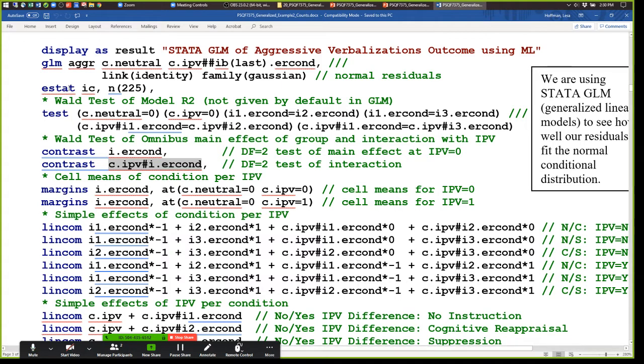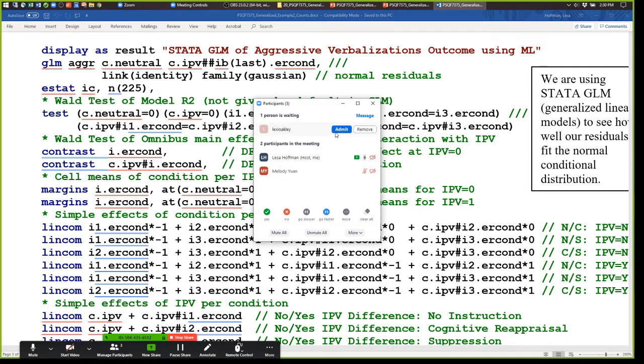And so this first one is saying, does my model work together to predict something? These are being more specific. They're lumping together the two contrasts for the interaction of IPV by condition, as well as the main effect of condition.